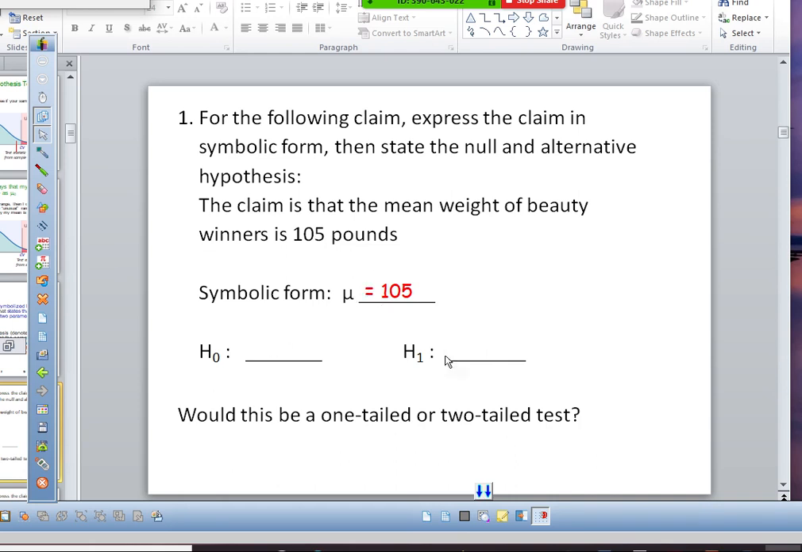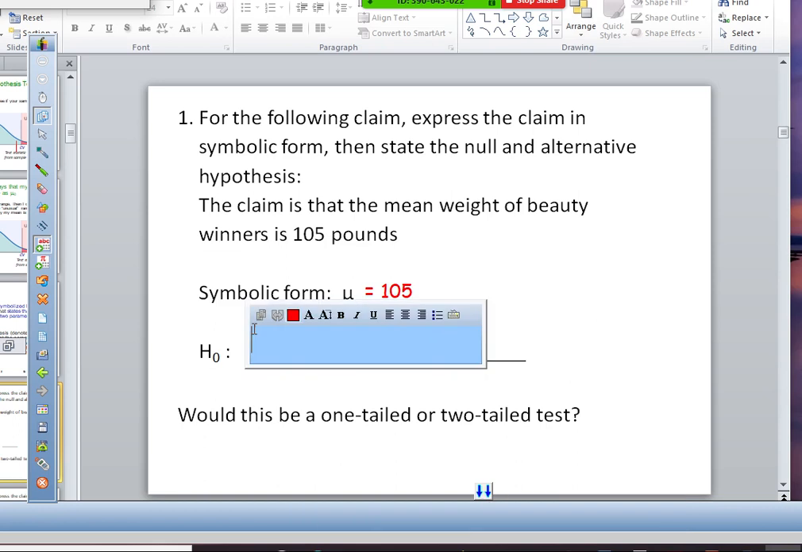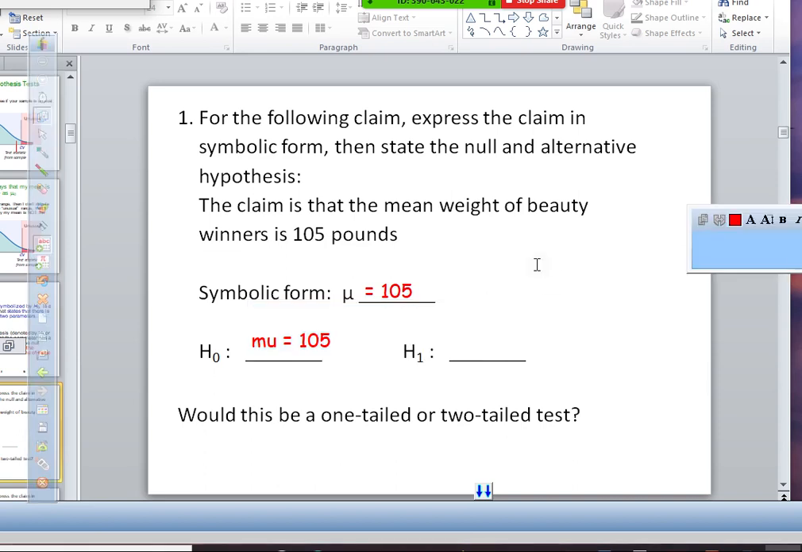That's what's going to change from here to here. So my first one, H0 is always equals. So H0 is going to be that mu equals 105. Then your next question is, is my claim the same as H0? And it is, because they both say equals. The 105 will always be the same, and the symbol, equals, equals, those are the same.